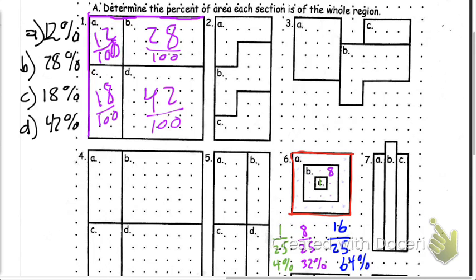Notice that the way that I figured out the percentages is I just imagined an equivalent fraction that would have 100 on the bottom, and I see I have to multiply 25 times 4 to equal 100, so I'll also do 16 times 4 to get 64. And I did a similar thing for the other percentages.